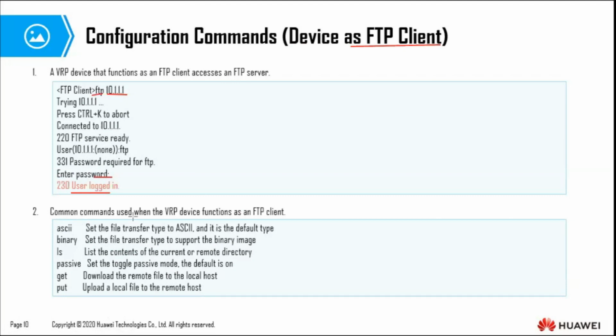Okay, common commands that are used when the VRP device functions as an FTP client. So for example, you can use the ASCII command to specify that you want to convert before downloading using ASCII, or you can use binary if you're downloading the executable files or the VRP.